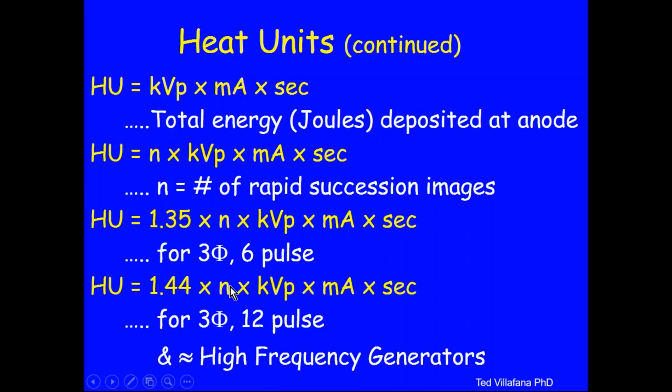If you have three-phase 12-pulse and the so-called high-frequency generators, which we'll also talk about in the next chapter when we talk about generators in general, you need this coefficient 1.44, a little bit higher than if we had just 6-pulse. Okay.